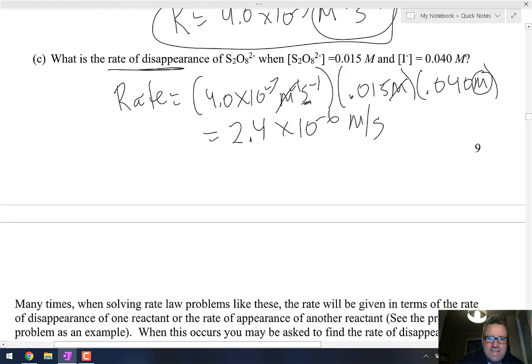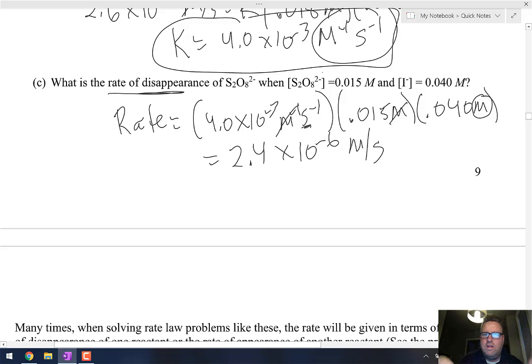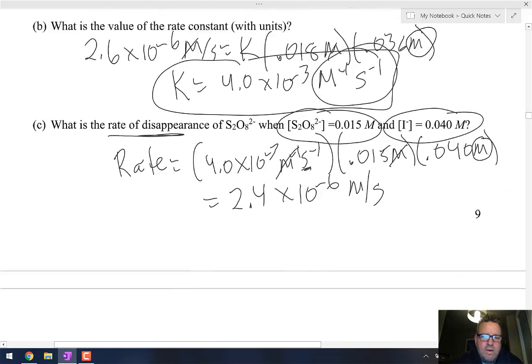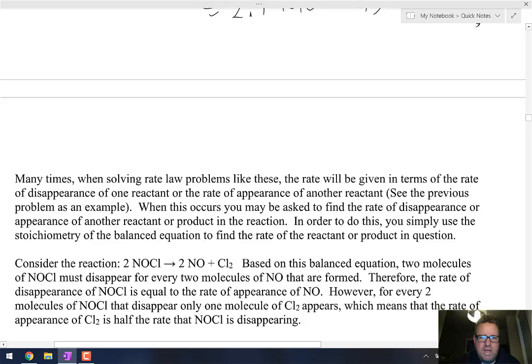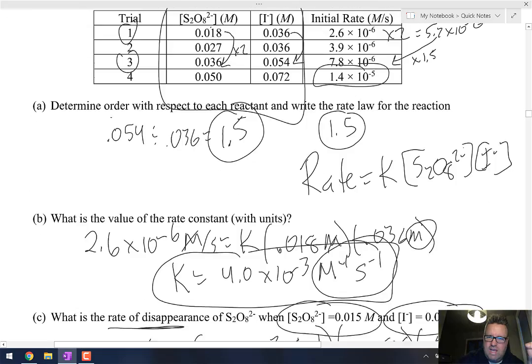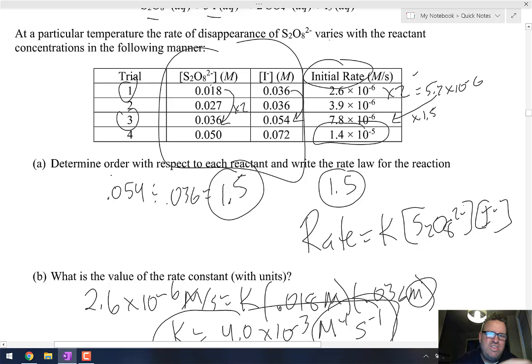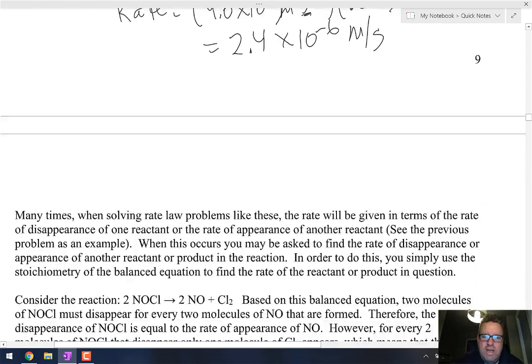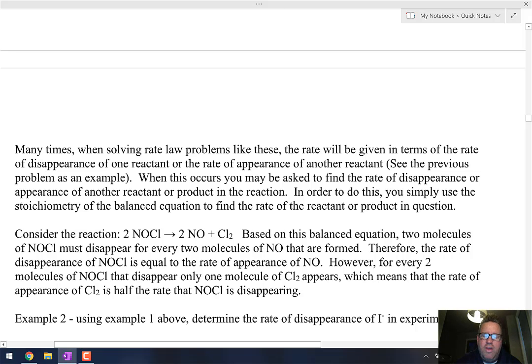All right, so now we saw once you know the rate constant, they can give you different concentrations that are not in this data table, and you can still calculate the rate. Now, sometimes when you solve rate problems like these, instead of them just saying the initial rate, well, what is that the rate of? Is that the rate of disappearance of S2O82 minus? It might be the appearance of SO42 minus or the appearance of I3 minus. So many times when they give you the rate, they're not going to say just the rate.